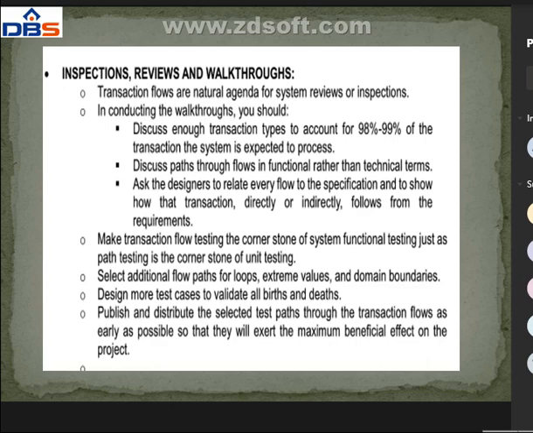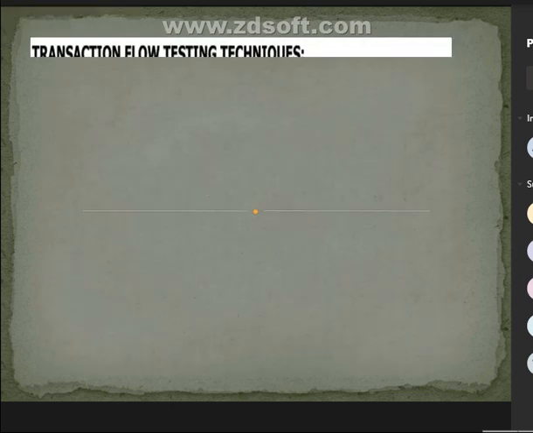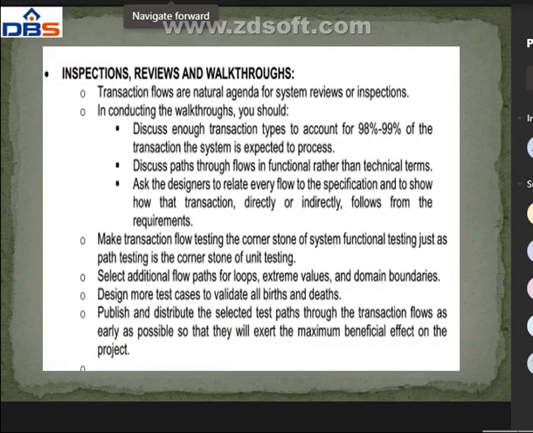So these are the main things: a transaction may flow directly or indirectly from the requirements. This is about inspections, reviews and walkthroughs. In the next class we will take up the continuation of this topic. In this class we have discussed two topics: transaction flow techniques and how many types of transaction flow techniques there are, and what the inspections, reviews and walkthroughs are for those techniques. We have finished the transaction flow techniques and these inspections, reviews and walkthroughs.